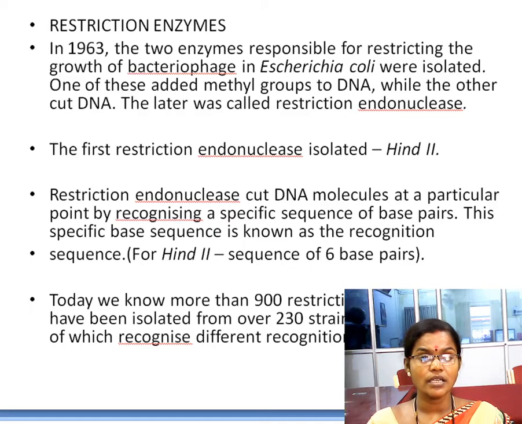Then how many restriction endonucleases are there? 900. From how many strains? 230 strains of bacteria. Which is the first one? That is HindII. HindII is the enzyme from the bacterium Haemophilus influenzae.